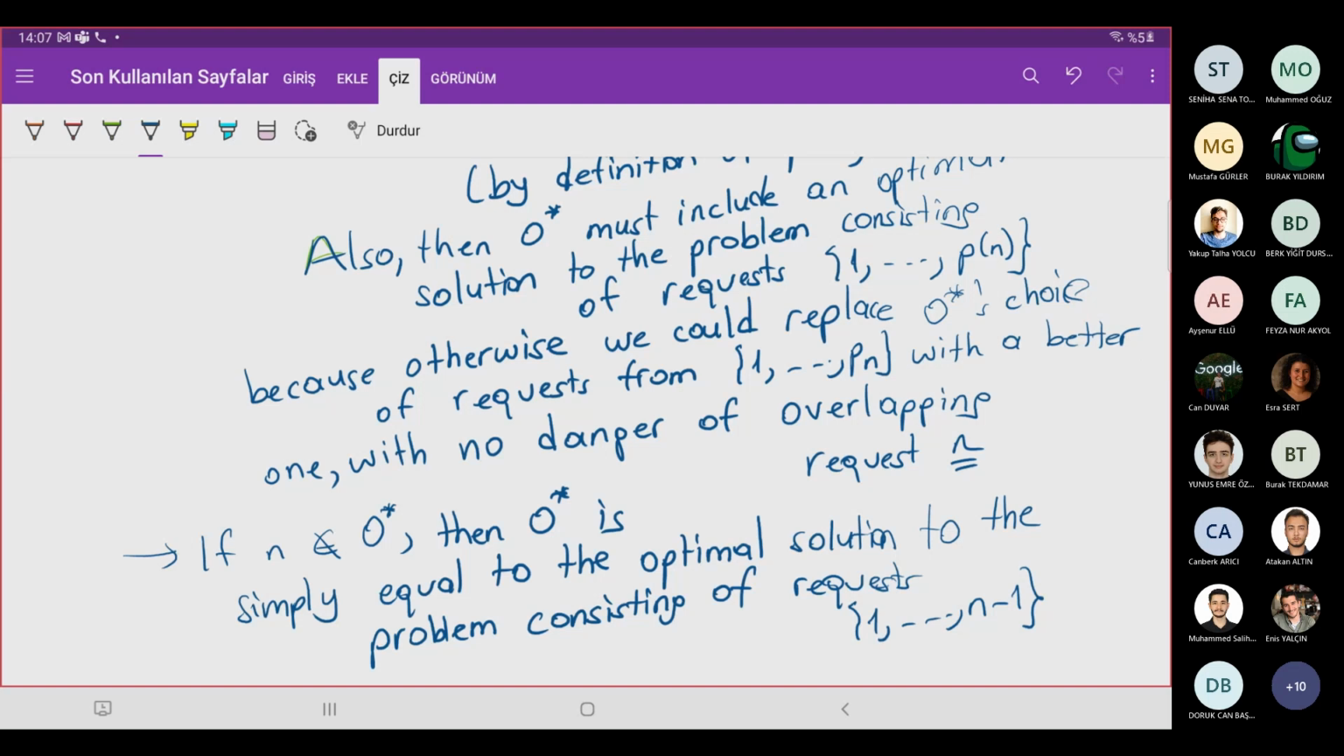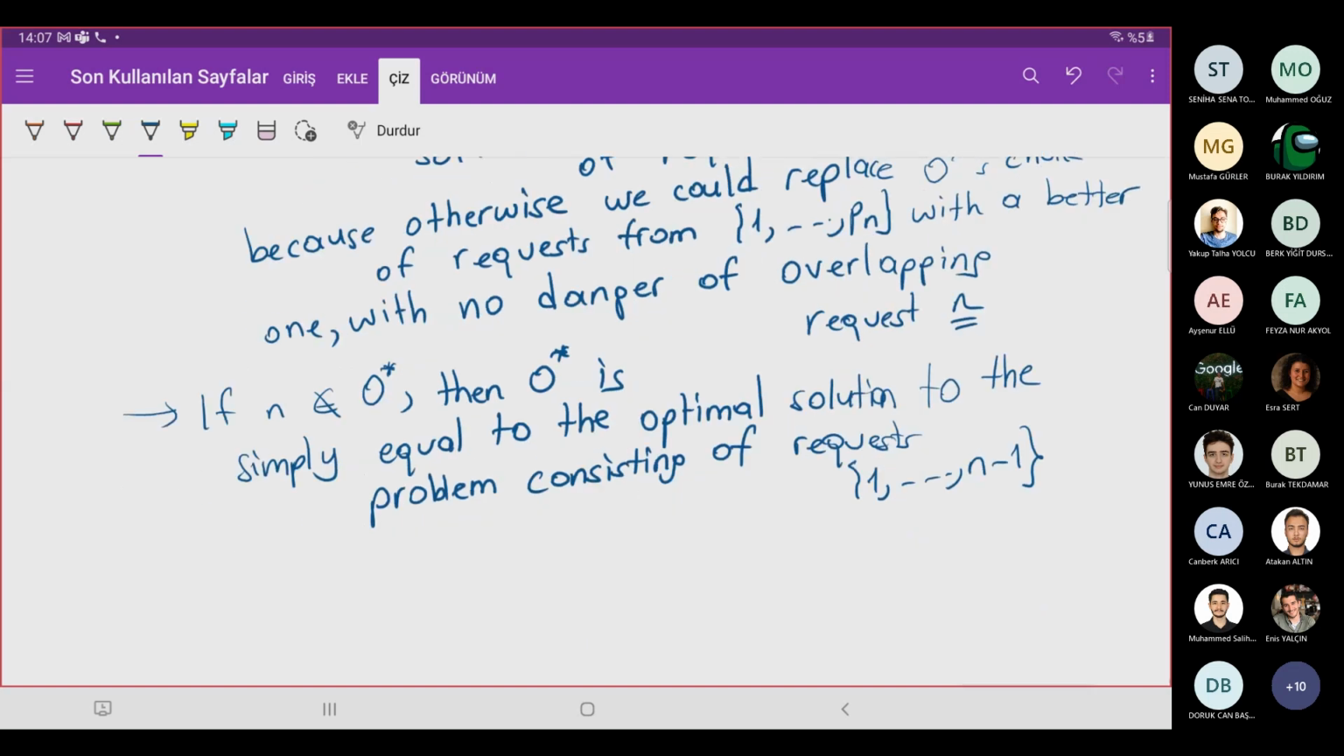So my dynamic programming algorithm operates between these two cases. Select the one that has the highest value, including n or not. Okay.